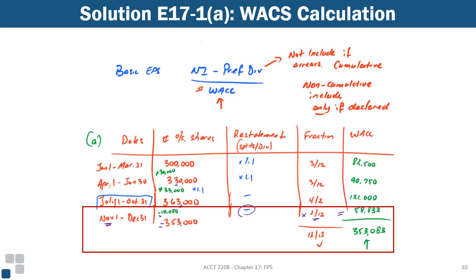So when we add them all up, the total weighted average common shares is 353,038. And just to make sure you did this right, I would add up 3 plus 4 plus 2 is 12 over 12 months. And that's how you calculate weighted average common shares.